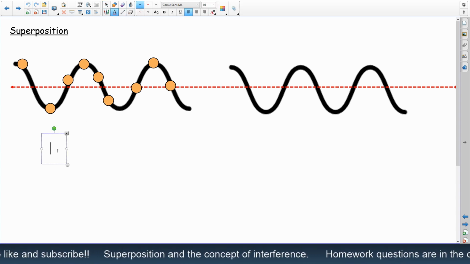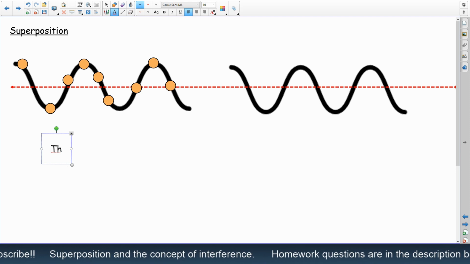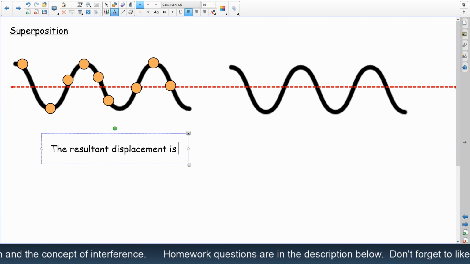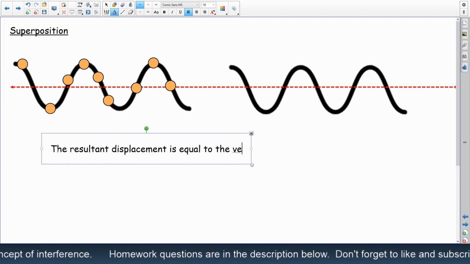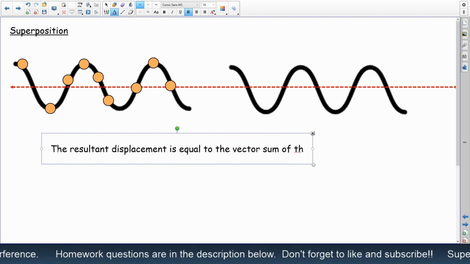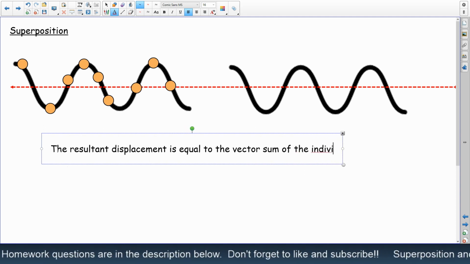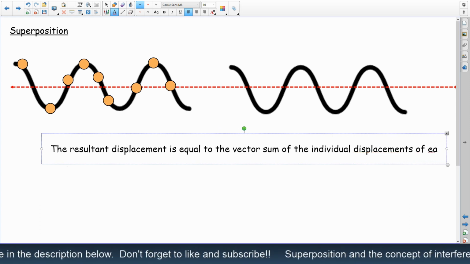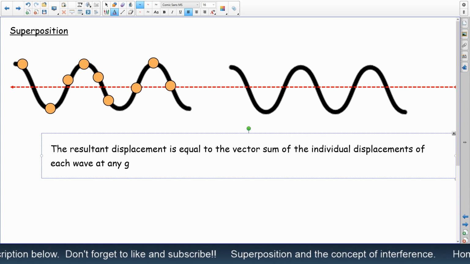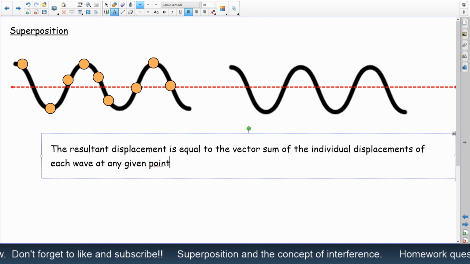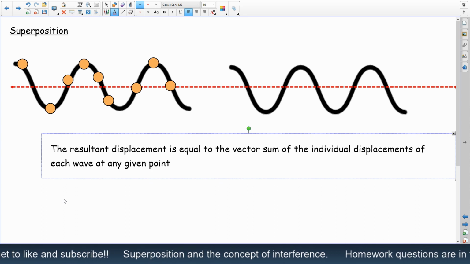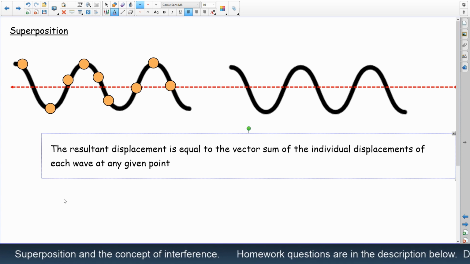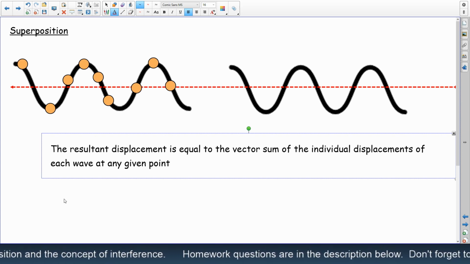And in superposition, what we have is the idea that the resultant displacement is equal to the vector sum of the individual displacements of each wave at any given point. That is basically the principle of superposition, that the resultant displacement acting on a superposed wave is equal to the vector sum of the individual displacements of each wave at any given point.